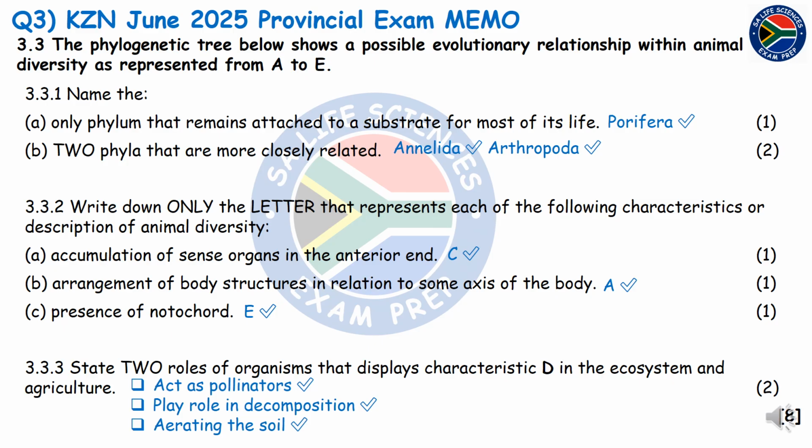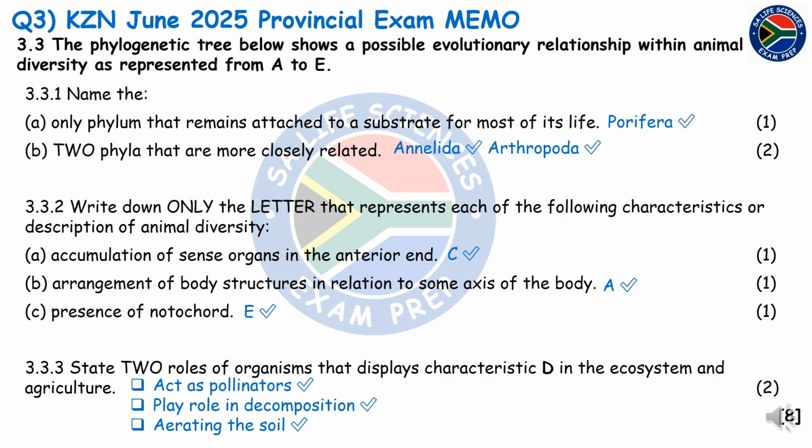So the phylum that remains attached is Porifera. Note that the question is asking you for the name of the phylum and not the common name of those animals. Name the two phyla that are most closely related. That would be Annelida and Arthropoda.